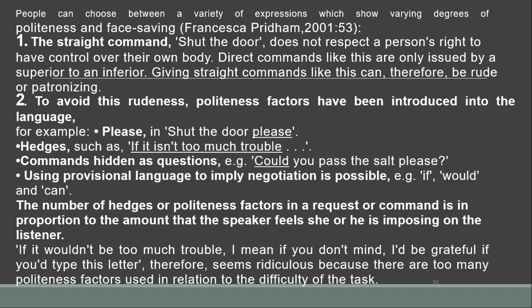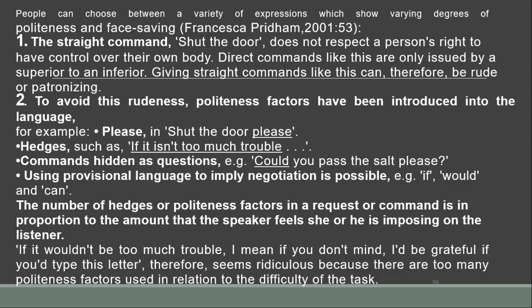To avoid this rudeness, politeness factors have been introduced into language. For example, you add please: "Shut the door, please." You add hedges such as "if it isn't too much trouble, can you..." Then look at a command hidden as a question: "Could you please shut the door?" Using provisional language to imply negotiation is possible, for example, if, would, can.